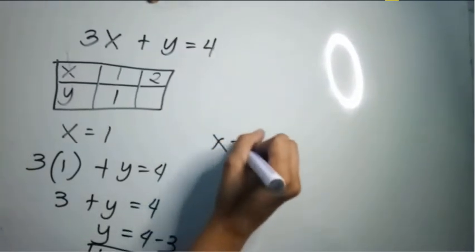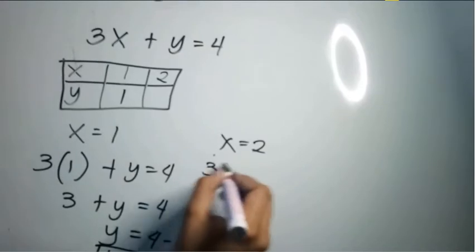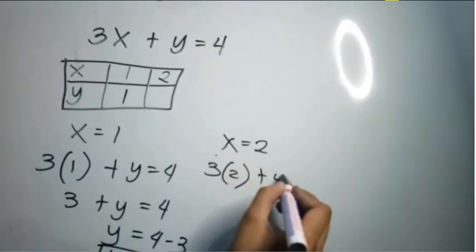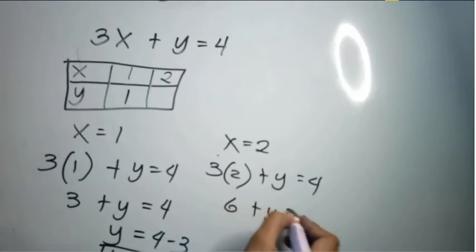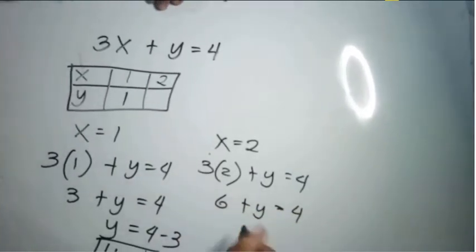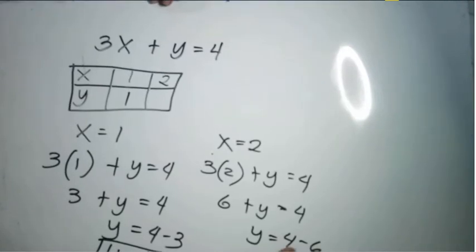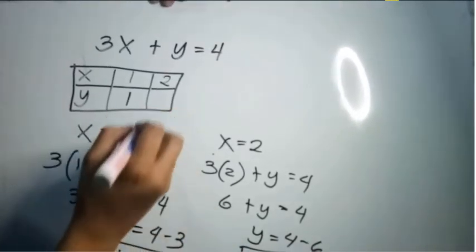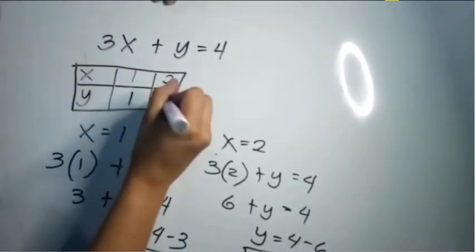The second value of x is 2. So x is equal to 2. Then we have 3 times 2 plus y is equal to 4. So 6 plus y is equal to 4. Transpose the positive 6 to the right side. y is equal to 4 minus 6. So y is equal to negative 2. Therefore, if the value of x is 2, the value of y is negative 2.